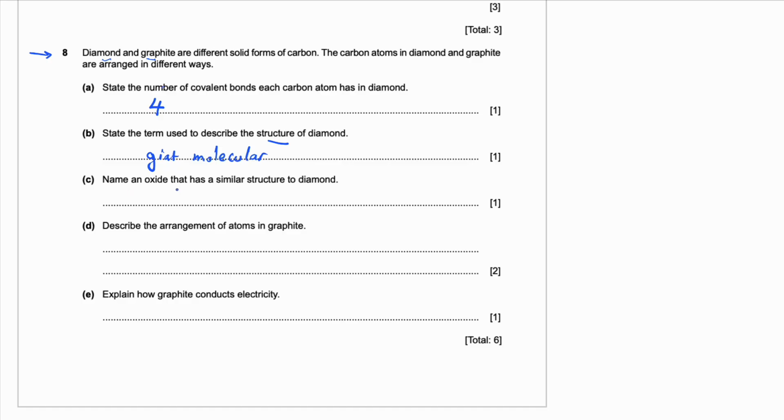Next, name an oxide that has a similar structure to diamond. Remember, that's silicon 4 oxide. So silicon 4 oxide. Or you may write it as silicon dioxide.